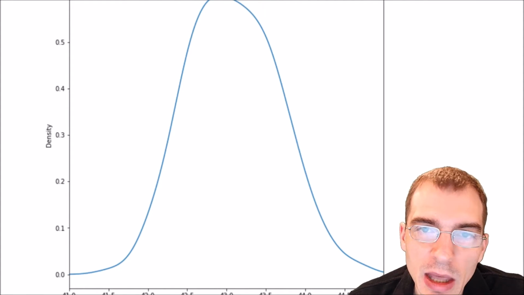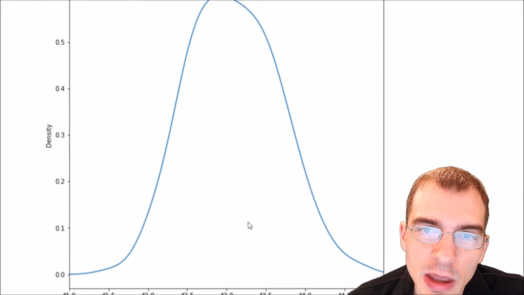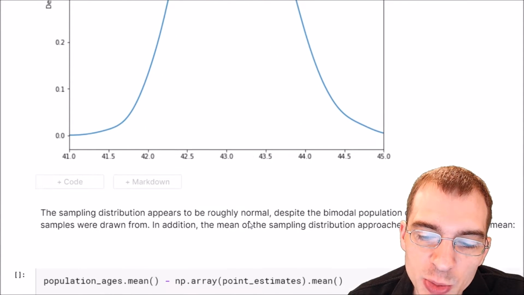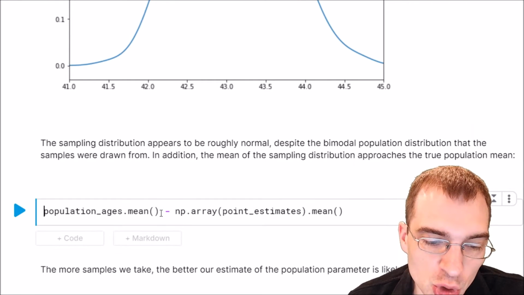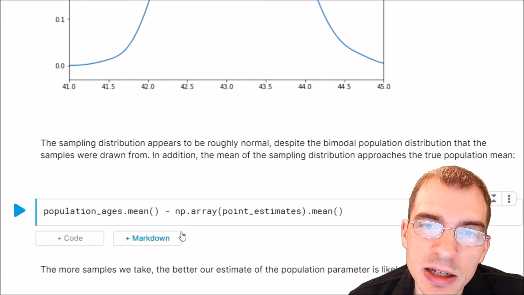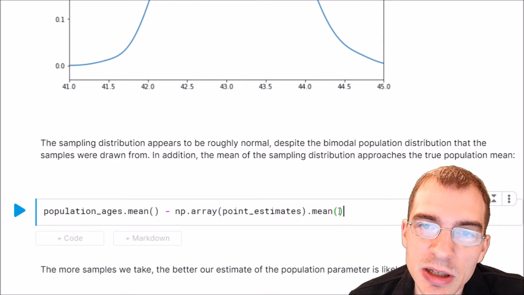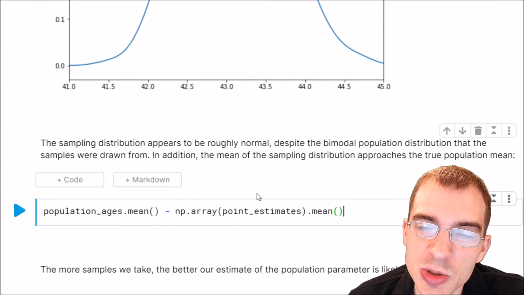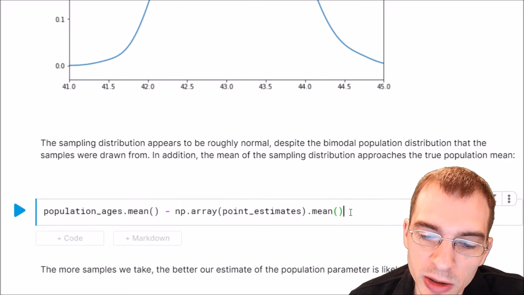In addition to the sampling distribution being roughly normal, the average of the sampling distribution approaches the true population mean. So if we take the true population mean and take the difference between that and the average of our 200 point estimates, we will see that the difference here is going to be smaller than it was with a single point estimate, because when we take 200 different samples and average all of those point estimates together, we end up with a better overall estimate.